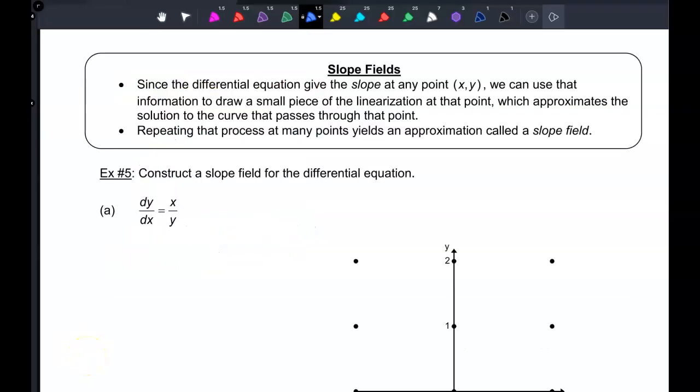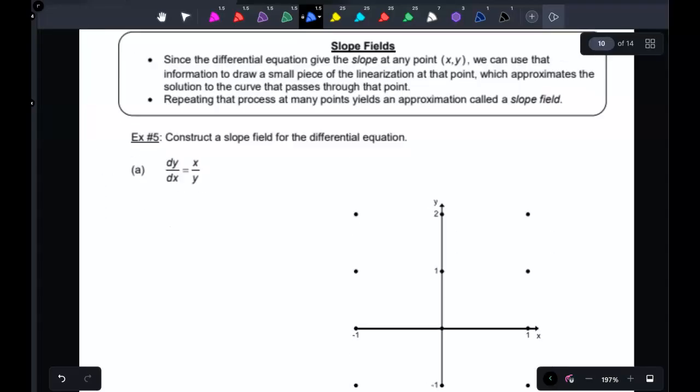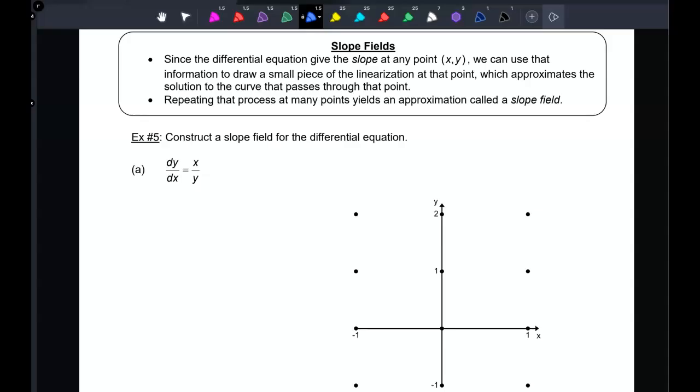Differential equations, I actually don't love slope fields, but they're necessary. You have to know how to do them, okay? What we are going to do, so when we think of derivative, we think of slope. So basically what we want to do is take a set of points and we want to draw small little segments that show a slope at each ordered pair.